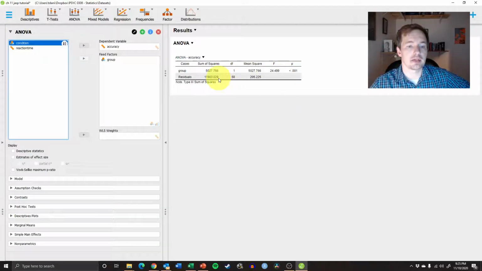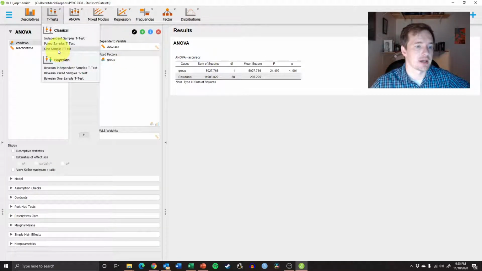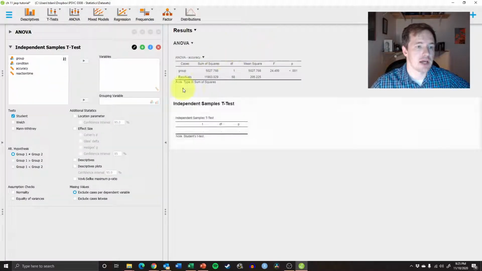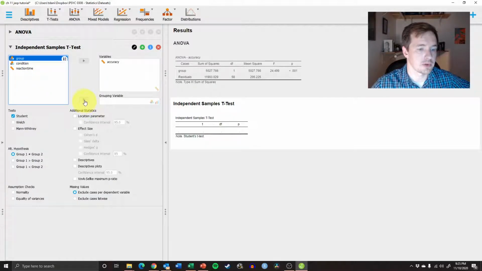But yeah, so this is not maybe too surprising because we could have done this with a t-test. And just to show you, I can go over to t-test, I can go over to independent samples, and then I'm going to group the accuracy by group, the factor that I have here, and you're going to see the exact same thing. Of course, it is very significant. Okay, but that's not what we want to know.